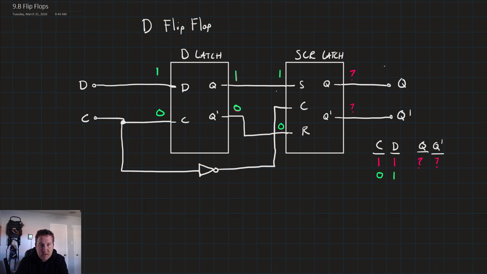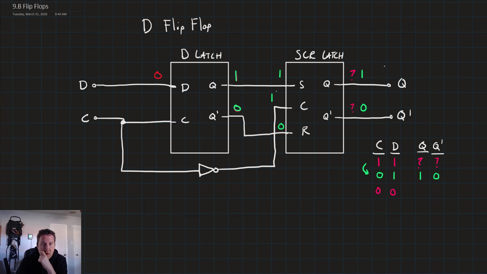But now that the C input is equal to 0, after going through the inverter, it's equal to 1. So there's a 1 on the C input to the SCR latch. That puts it in its update condition. So that means that the set reset goes 1, 0 on the output. So Q and Q naught are now defined as 1 and 0. Notice that change happened when we took C from 1 to 0. Now let's go and do 0, 0 on C and D.